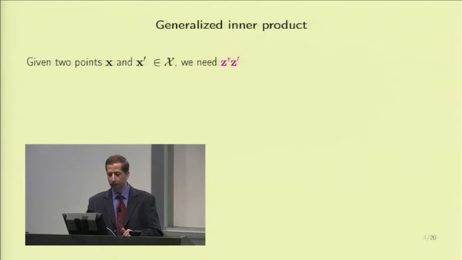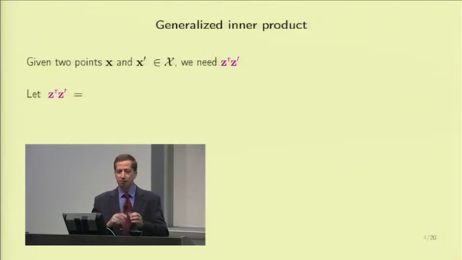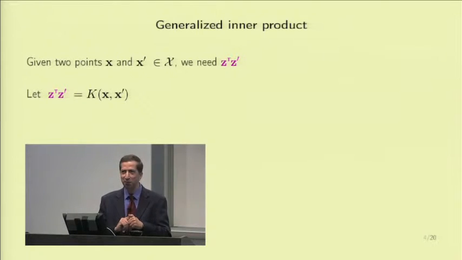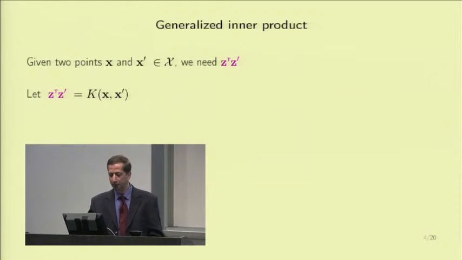Okay? So this quantity is a function of X and X dash. That much we know. We don't know which function, but it's a function. Why is that? Because Z is exclusively a function of X. Z dash is exclusively a function of X dash, being transformed versions of them. And therefore, their inner product will be a function that is determined by X and X dash. Okay? So this is the function that I'm looking for.